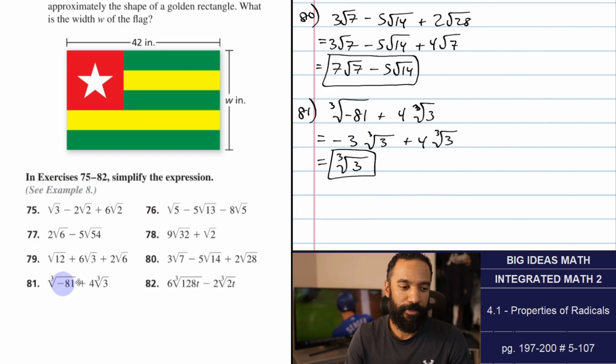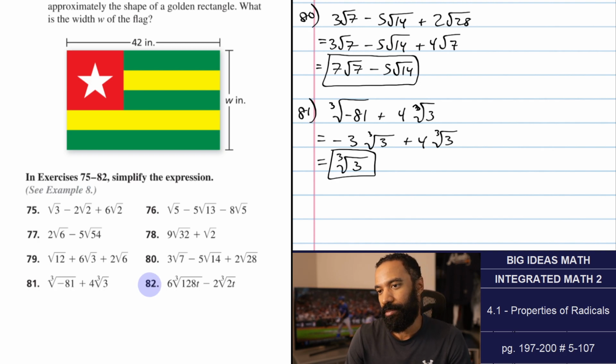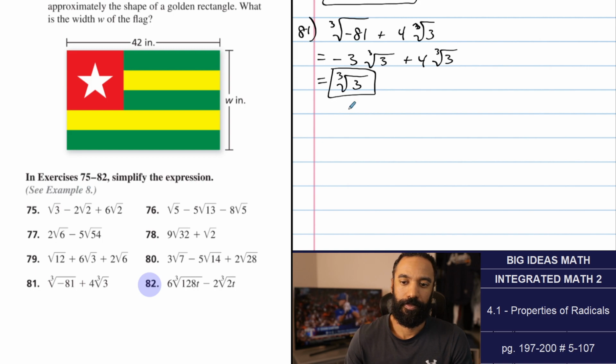So you might wonder why simplifying radicals is so important. I mean, you get things like this. It's nicer. Number 82.